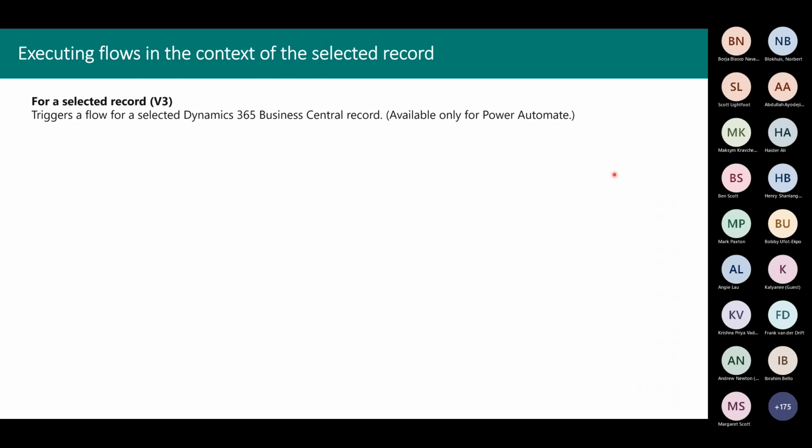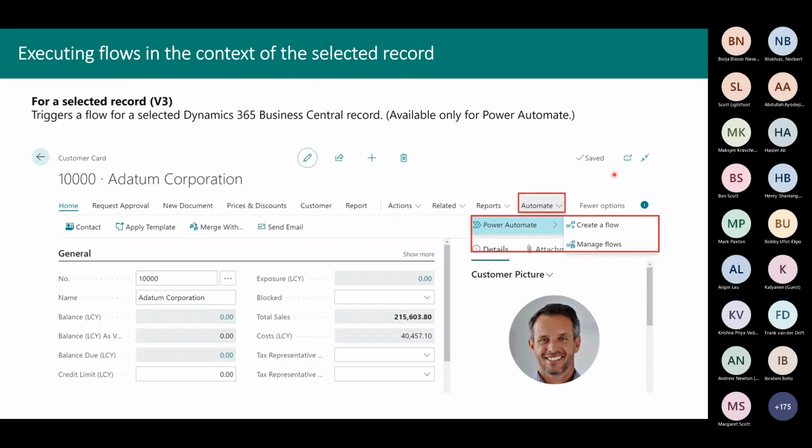What does that mean? If you check Business Central, in your records you have a new Automate ribbon. In this Automate panel, you have two possibilities. You have the possibility to start creating a flow or managing existing flows. And if you start creating a new flow, Power Automate opens in the context of the existing record. Here in the same panel, you can also see all the workflows that run in the context of the existing record.